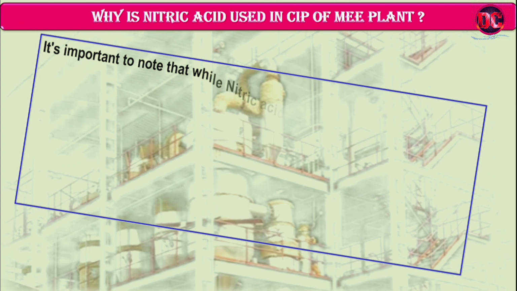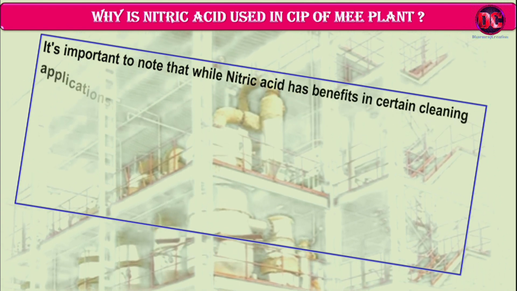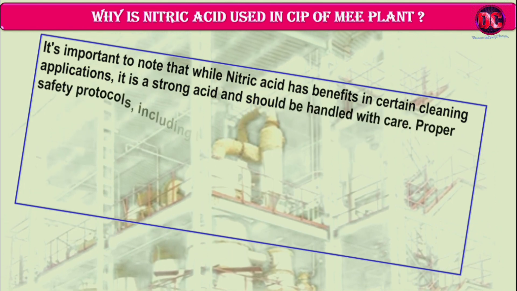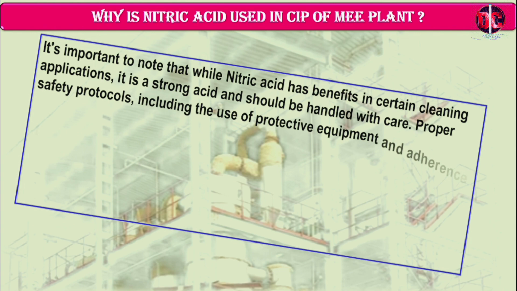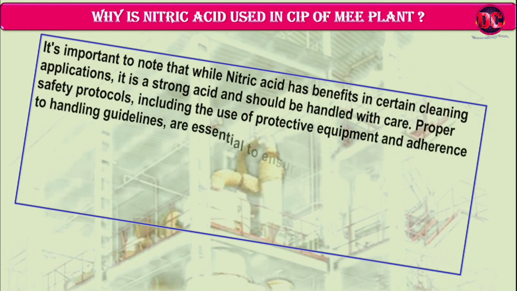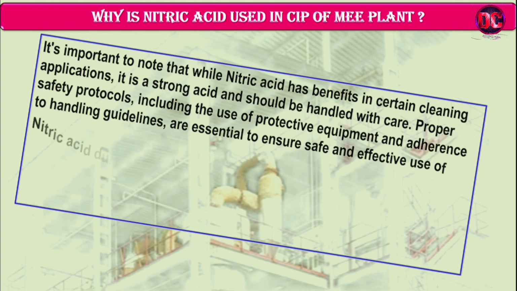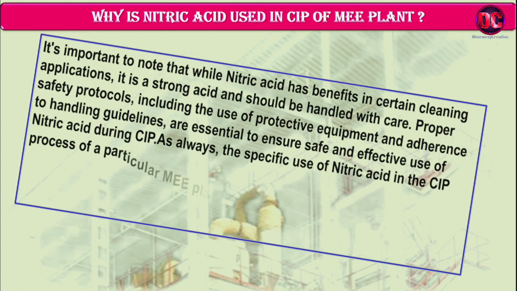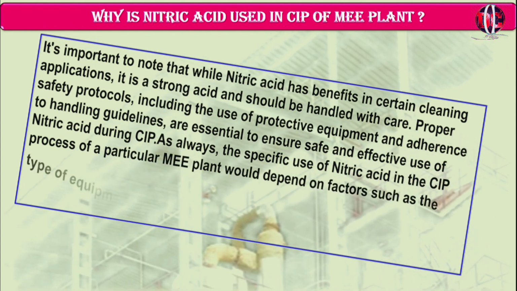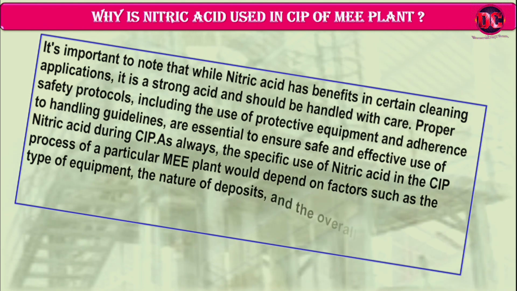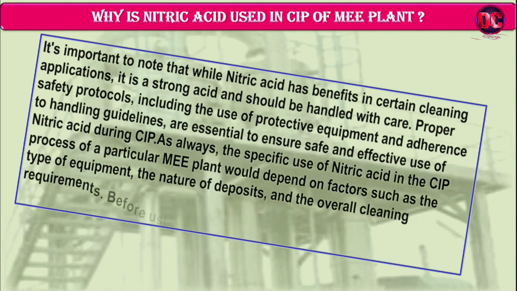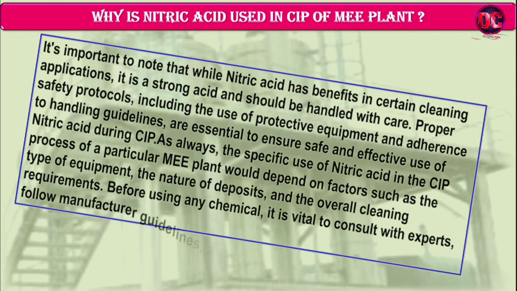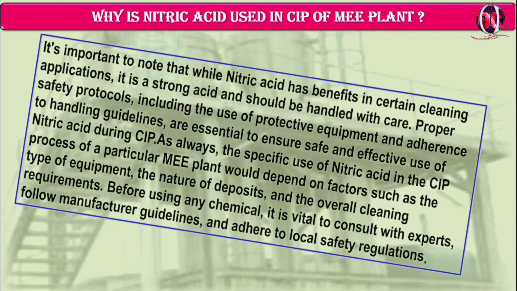It's important to note that while nitric acid has benefits in certain cleaning applications, it is a strong acid and should be handled with care. Proper safety protocols, including the use of protective equipment and adherence to handling guidelines, are essential to ensure safe and effective use of nitric acid during CIP. As always, the specific use of nitric acid in the CIP process of a particular MEE plant would depend on factors such as the type of equipment, the nature of deposits, and the overall cleaning requirements. Before using any chemical, it is vital to consult with experts, follow manufacturer guidelines, and adhere to local safety regulations.